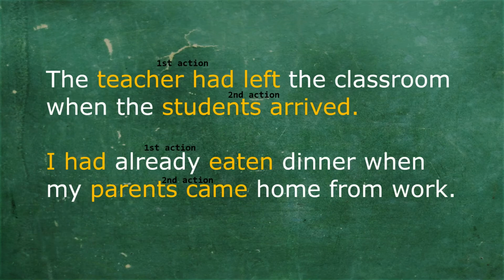Now this is the explanation, as I have said earlier. The teacher had left the classroom when the students arrived. So in this first sentence, the first action is the teacher had left, and the second action is the students arrived. So two actions were completed in the past. Another example, I had already eaten dinner when my parents came home from work. So the first action here is I had already eaten, and the second action is my parents came home. Okay.